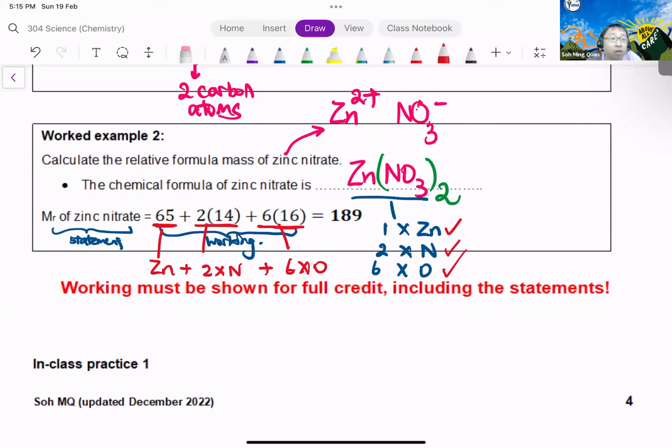Now, calculating Mr is not difficult. Definitely will be tested. The only difficulty is two things. One, please know that when you go to the periodic table, you must take the bigger number. Two, when it's bracket, make sure you're careful, make sure you add up properly. So this one is definitely coming out. Okay, so be careful. Next.